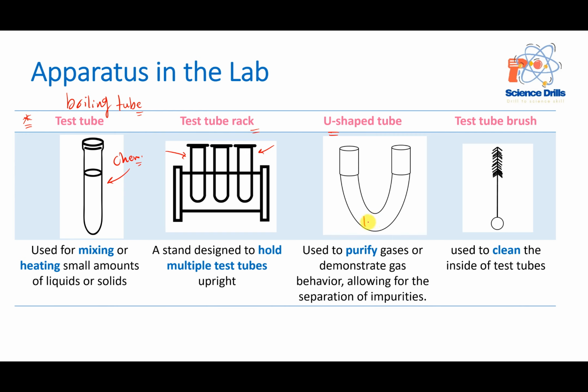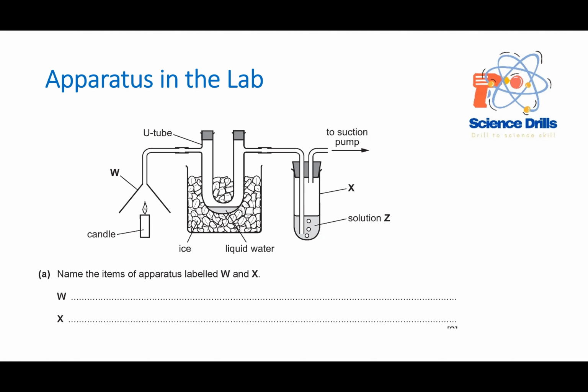For example, we put a liquid here, and then the gas will pass from this side, so the liquid will purify the gas and the gas will go out from the other side. And here the test tube brush is used to clean the test tubes. Here is an example from paper 6. W is a funnel, so you can write a filter funnel, and X is a boiling tube or a test tube.